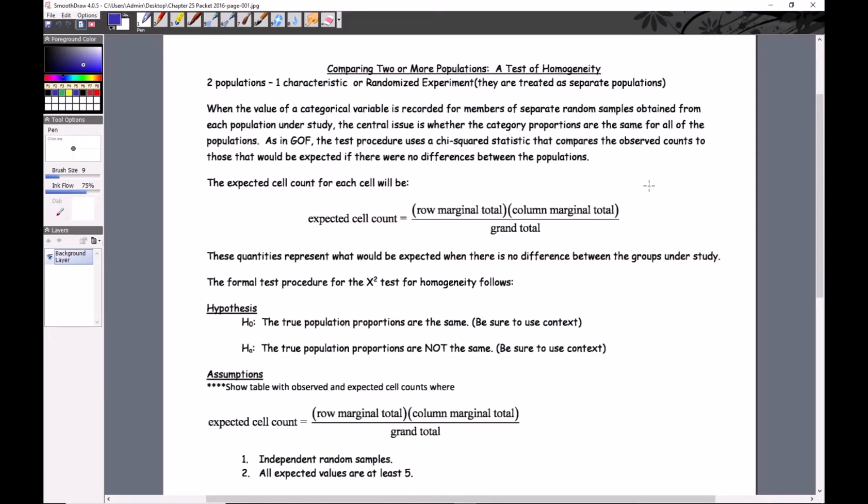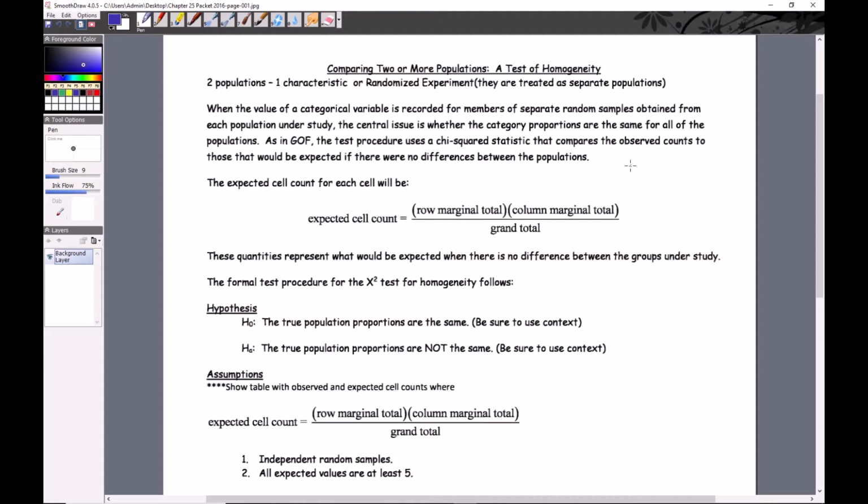We're going to be using regular chi-square, observed minus expected squared over expected, to answer the central issue: whether the category proportions are the same for all of the populations. So we do need to compare observed counts to those that are expected. Since we're doing this in two dimensions, rather than a one-dimensional chi-square goodness of fit table, we're going to be doing a two-way table.